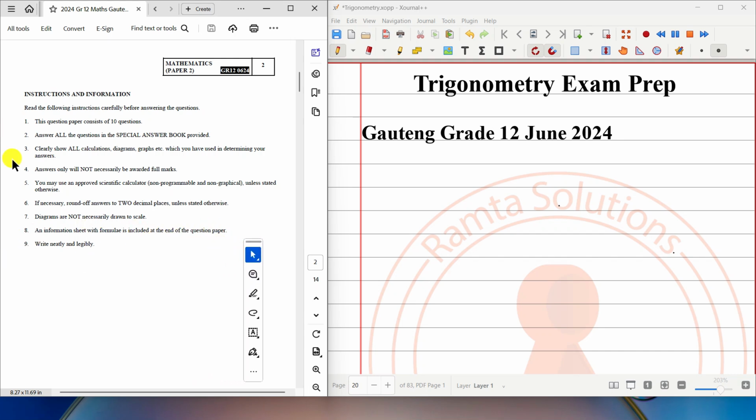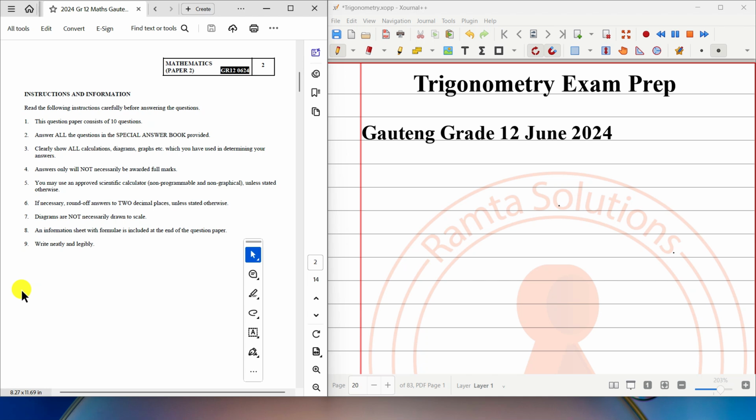The first instruction you're going to read is this. Instruction number 3, clearly show all calculations, diagrams, graphs, etc., which you have used in determining your answers. Remember, all. And then instruction number 4, answers only will not necessarily be awarded full marks. Where necessary, try to show how you got to your answers. Instruction 6, if necessary, round off answers to 2 decimal places unless stated otherwise.